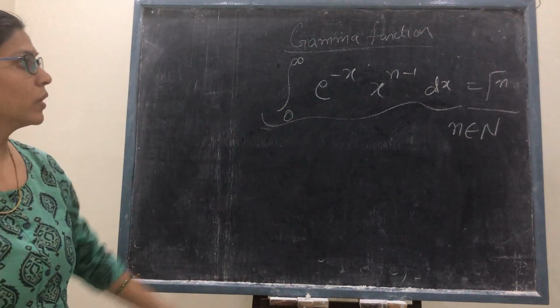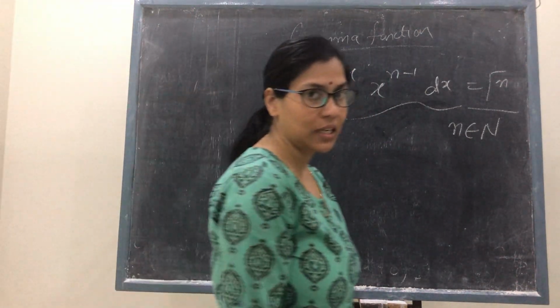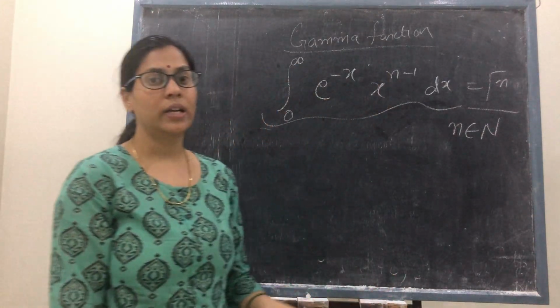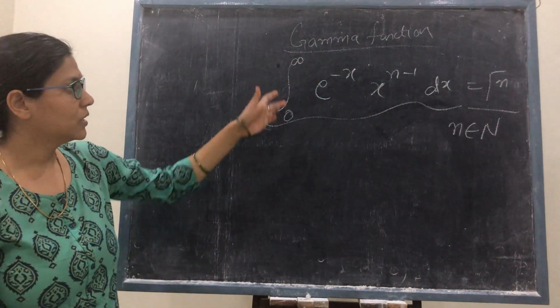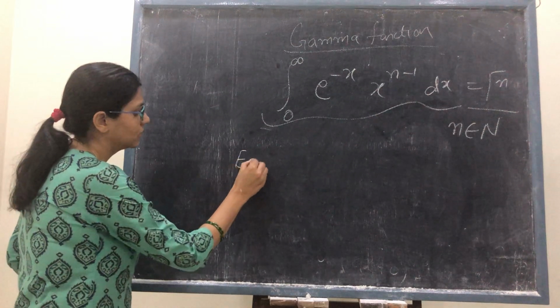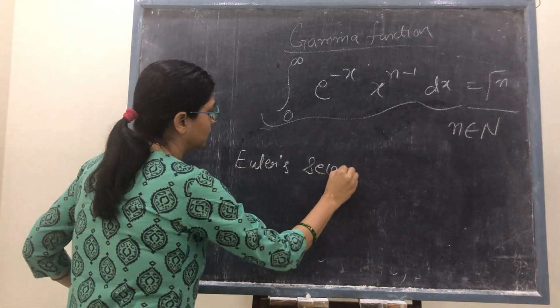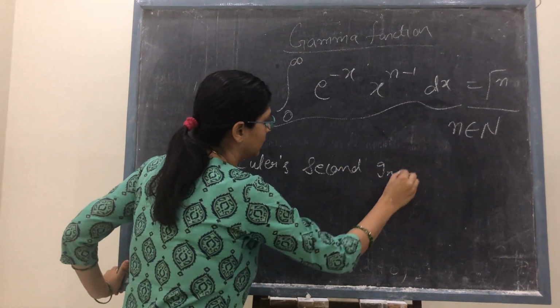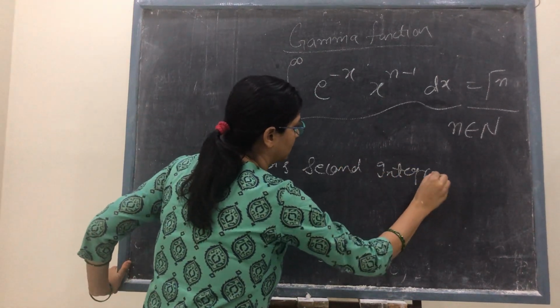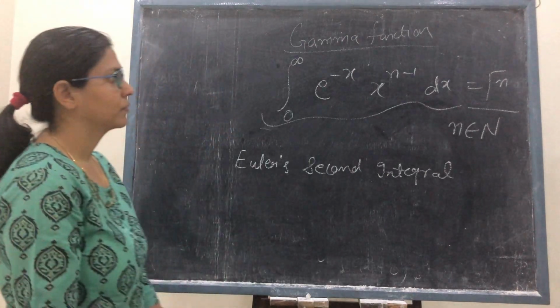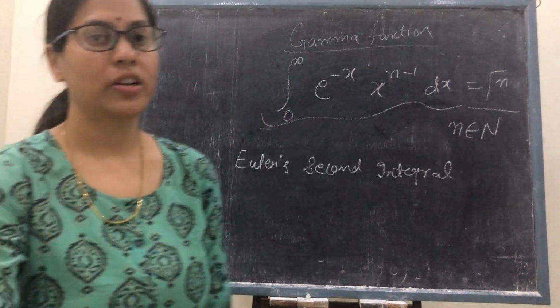This is also known as Euler's second integral. Our beta function is known as Euler's first integral, and this is known as Euler's second integral. This is our gamma function.